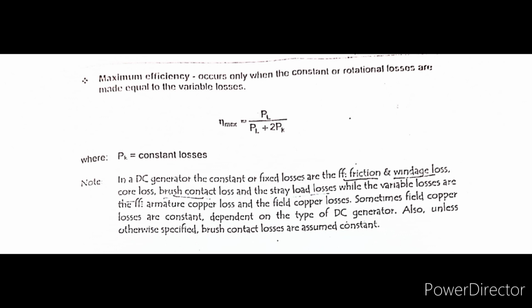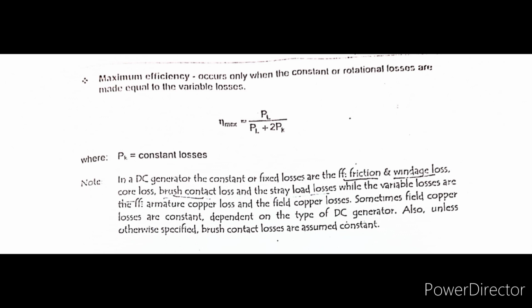Next is the maximum efficiency. Maximum efficiency occurs only when the constant or rotational losses are made equal to the variable losses. Its equation is: maximum efficiency is equal to output power over output power plus 2 times constant losses.